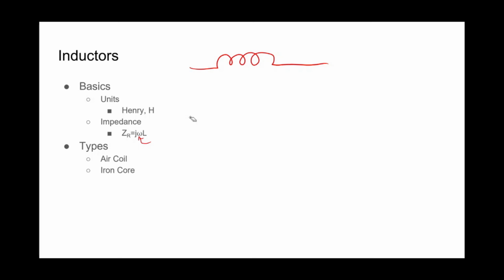So let's talk about types. There are two main types. There are air coil inductors like this guy, and then there are iron core. What that basically looks like is a standard inductor, but it has this big core in the middle of it. That iron core actually helps to increase the inductance without needing to use more wire.